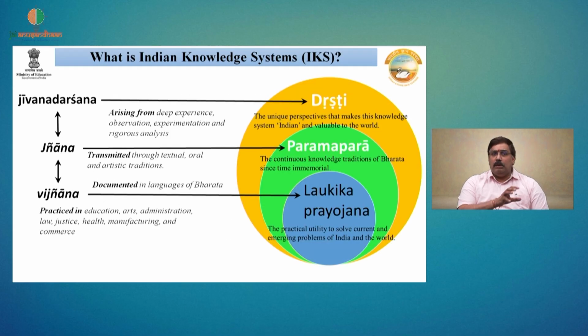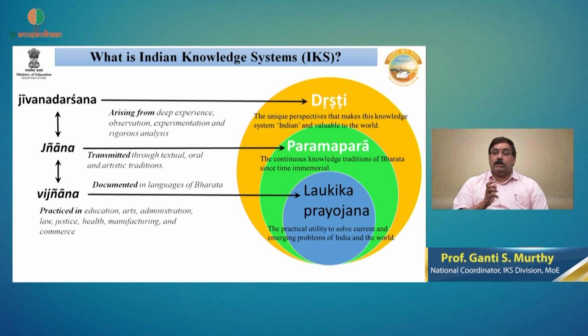And then the Jivana Darshana, which arises from the deep experience, is directly related to the drishti, or the perspective of how we look at the world. The Jivana Darshana informs the drishti of any civilization. And we have a very unique drishti that makes this knowledge system Indian, because this Jivana Darshana, or the drishti, makes this Jnana Parampara Bharatiya.